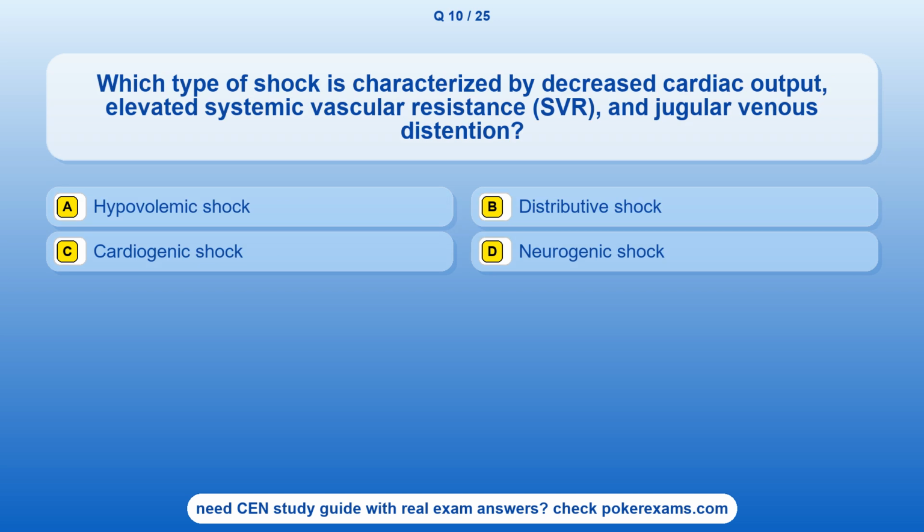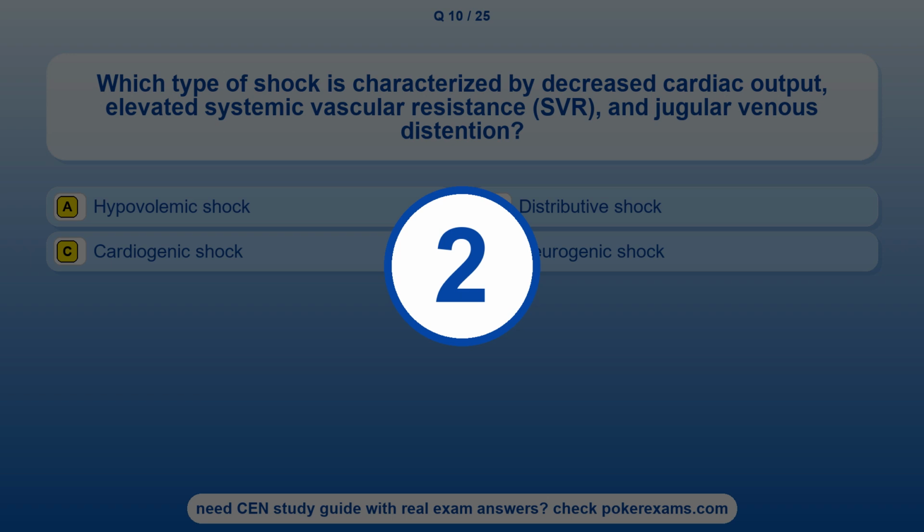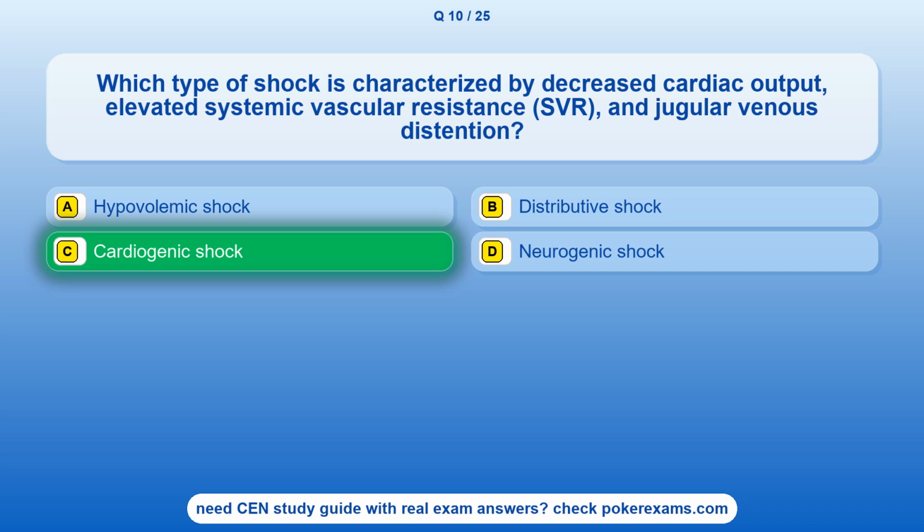Question 10. Which type of shock is characterized by decreased cardiac output, elevated systemic vascular resistance (SVR), and jugular venous distension? Option A. Hypovolemic shock. Option B. Distributive shock. Option C. Cardiogenic shock. Option D. Neurogenic shock. The correct answer is option C.